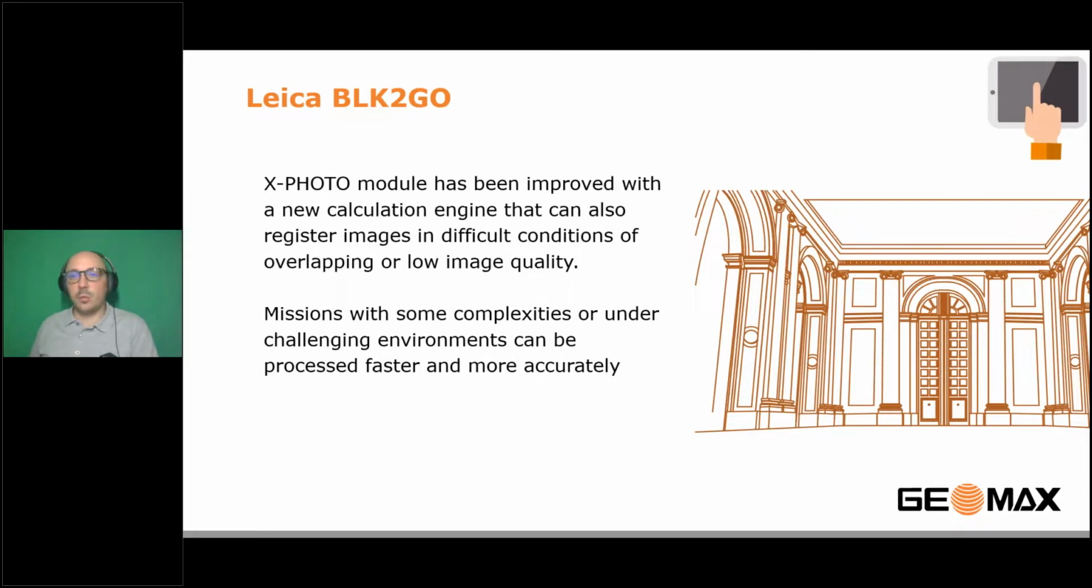that we tested and will provide much better results, in particular if you are working in difficult conditions where the quality of the image is not good, the overlapping on the images is not good. We have seen that now the process is much faster and much more accurate. So sorry, here the title is wrong, it's not like a BLK2Go. But it is related to the Xphoto module, so to the aerial photogrammetry and to the terrestrial photogrammetry.